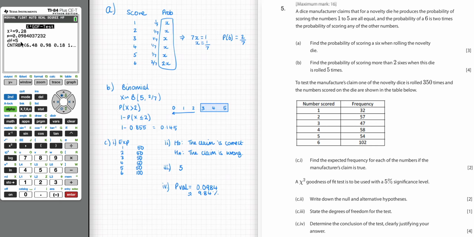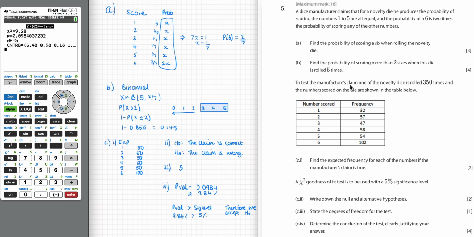which is 9.84%. And therefore, since our p-value is greater than our significance level, which is 5%, this is 5%, this is 9.84%, therefore, we accept H0. Okay, which means that the manufacturer's claim is correct, and actually it's a pretty good novelty dice that seems to follow what they're expecting it to follow.